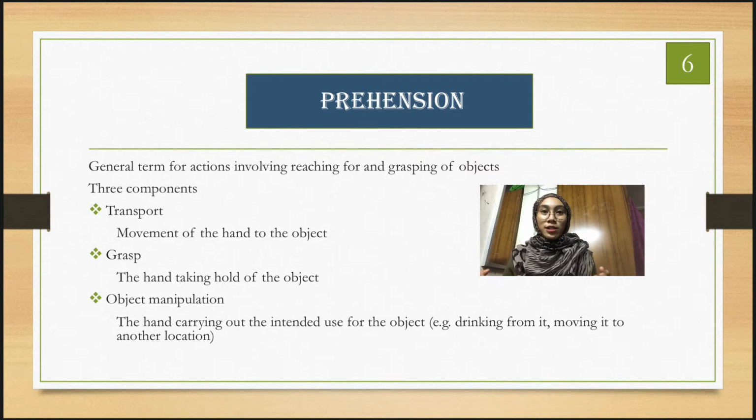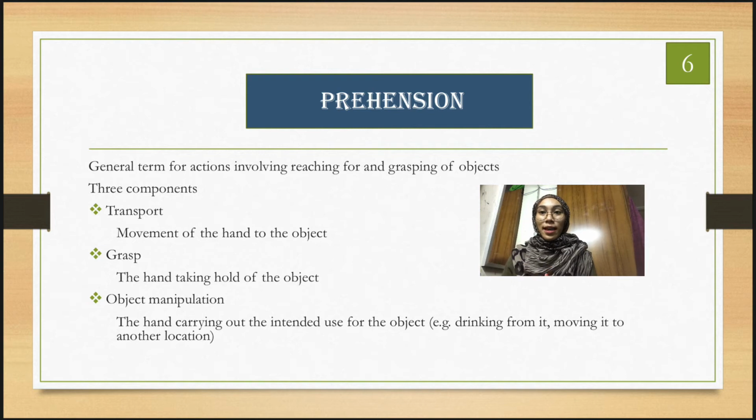What is prehension? Prehension is a general term for actions involving reaching for and grasping objects. There are three types of components. Firstly is transport. Transport is the movement of the hand to the object: the transport phase, during which the hand is brought to the object, and the grasp phase, during which the fingers enclose the object. Secondly is the grasp, the hand taking hold of the object.